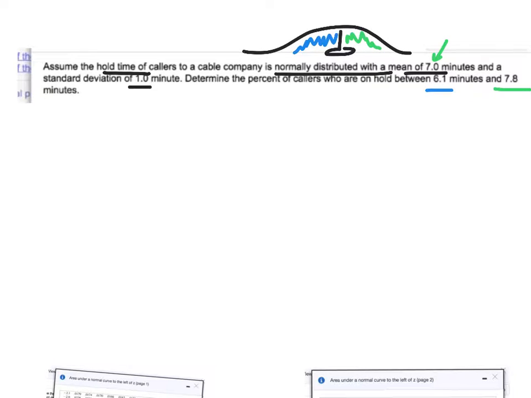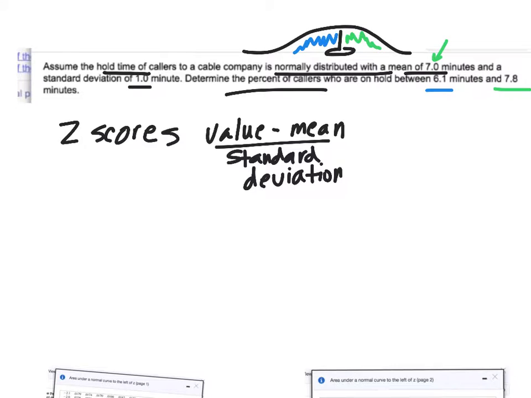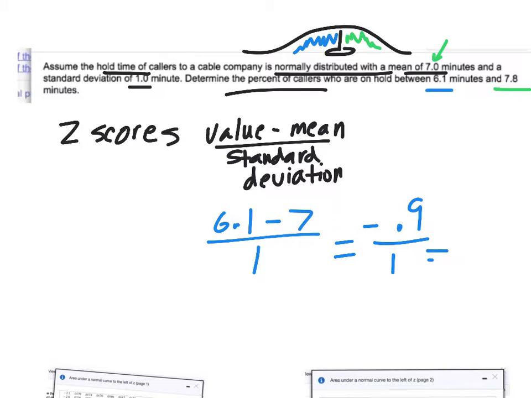Now, in order to be able to find those percentages that we're being asked for, we're going to have to turn these numbers, the 6.1 and the 7.8, into z-scores. And remember how you find a z-score. It's the value minus the mean divided by the standard deviation. So I'm going to find the z-score of the 6.1 first. So 6.1. The mean is 7.0, but I can just use 7. And standard deviation is given as 1.0, but I can just leave that as 1. So 6.1 minus 7 is negative 0.9. Negative 0.9 divided by 1 is negative 0.9.